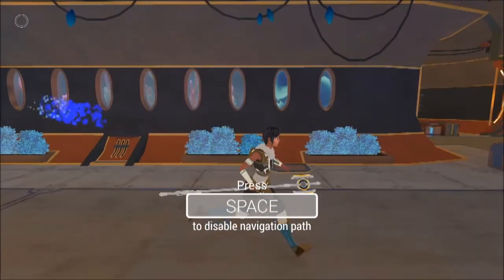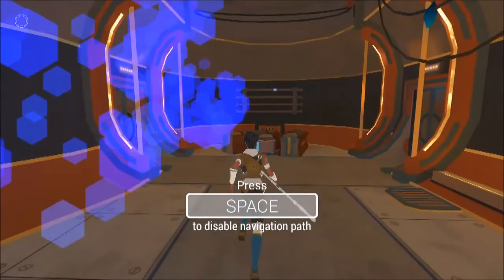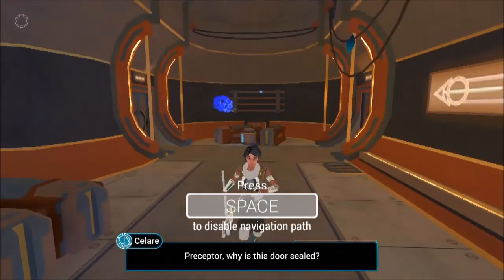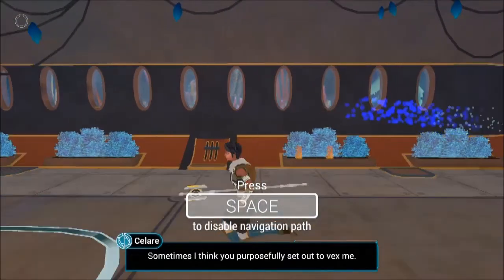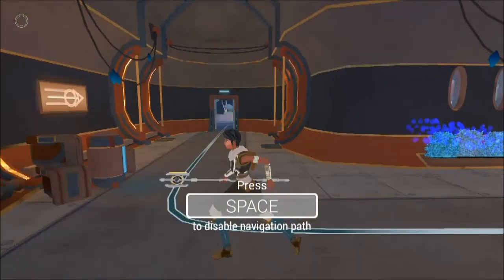So the path's going that way, but I'm just going to have a look over here because I didn't actually look over here last time. Is there anything? Why is this door sealed? There are no records of a door at this location. Sometimes I think you purposefully set out to vex me.